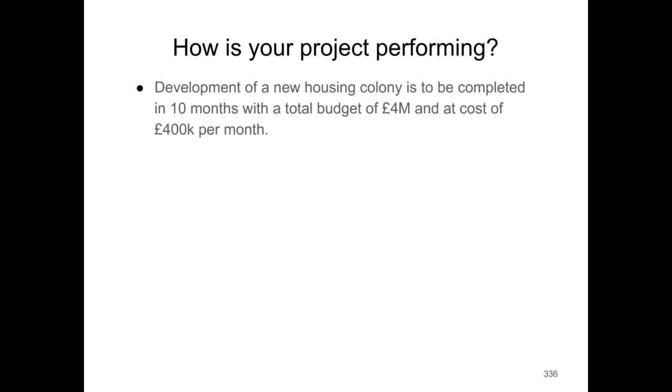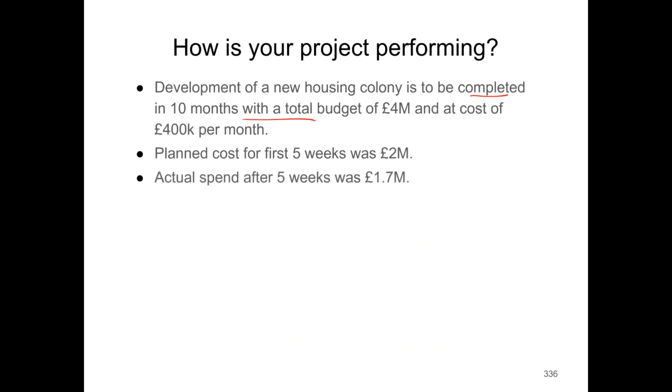So here is a bit of a variation of the scenario. Developing a new housing colony is to be completed in 10 months with a total budget of 4 million and a cost of 400,000 per month. Planned cost for the first 5 months was 2 million pounds. Now the actual spend after the first 5 months was 1.7 million pounds, right? So on the face of it, this looks like an underspend, 0.3 million pound underspend, right? Again, without any idea about the progress that has been made, we cannot make a judgment.